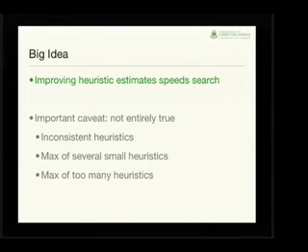Maybe, if I'm looking at suboptimal problems, I may be able to get more optimal solutions. So this is the big idea, but then there are caveats behind that, which is, well, this may not entirely be true. Inconsistent heuristics are one example where a better heuristic may not actually speed my search. Sometimes having multiple small heuristics is better than having one large heuristic. There I might be better off not having a more accurate, larger heuristic because of the way the search proceeds.